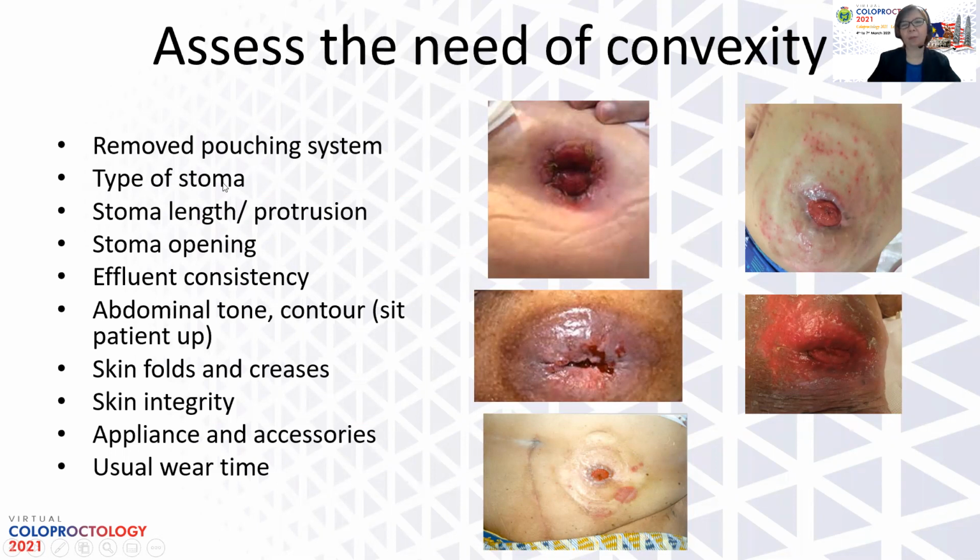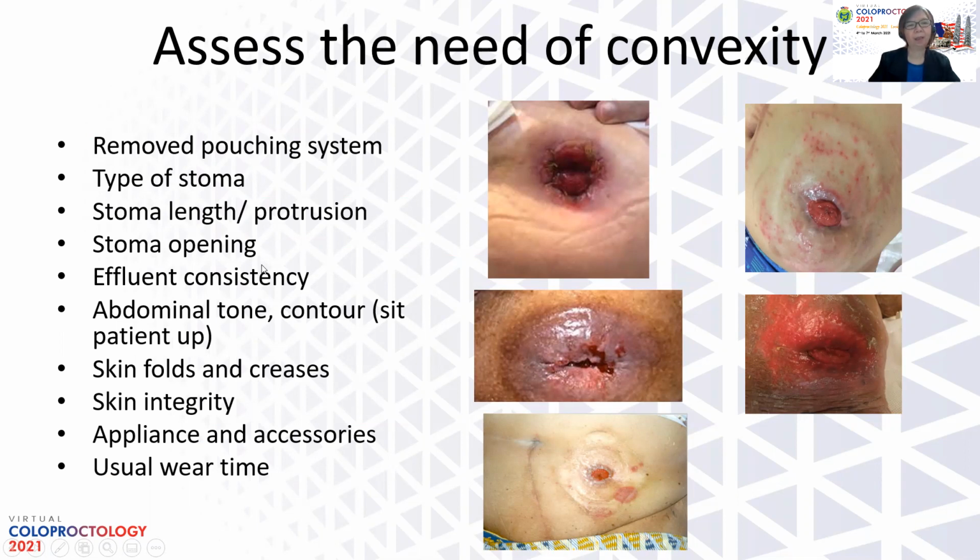Look at the type of stoma. If it's a colostomy, you want to know whether the output is formed or watery. If it's an ileostomy, naturally it will be watery. And look at the stoma protrusion, whether it is protruding, sunken in, or flush, at the same level. The other thing that I mentioned once again is the stoma opening, because the stoma opening does make a difference in managing a stoma patient, because it could cause the patient more problems if the opening is not at the center.